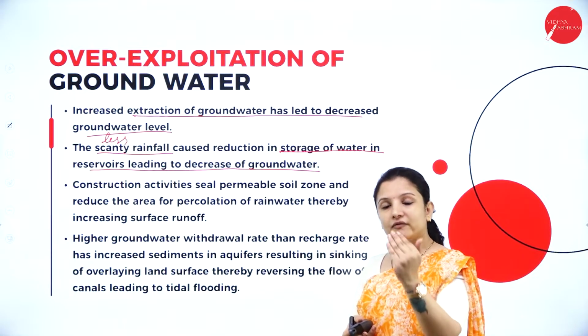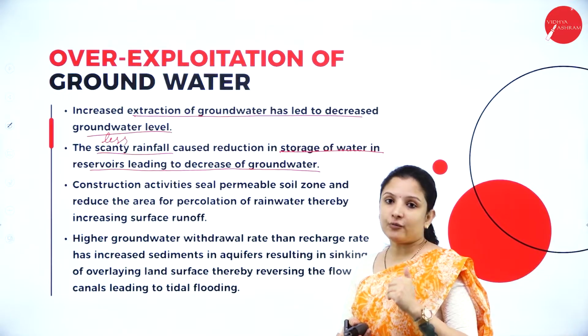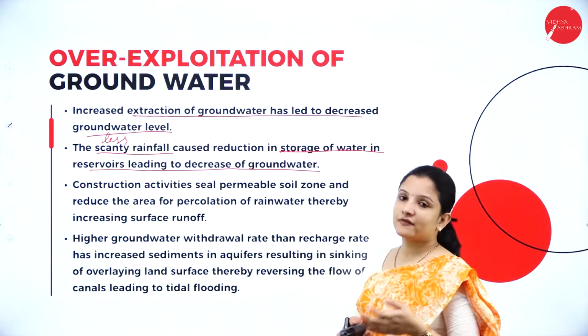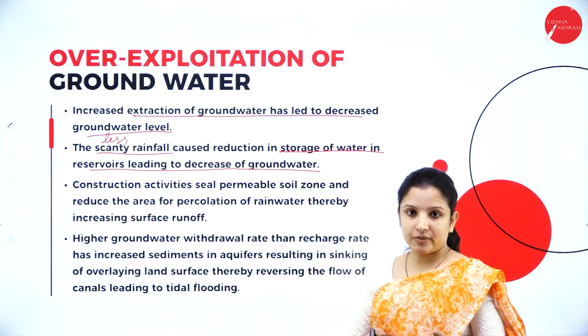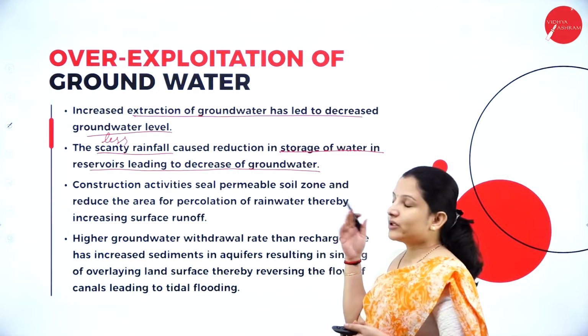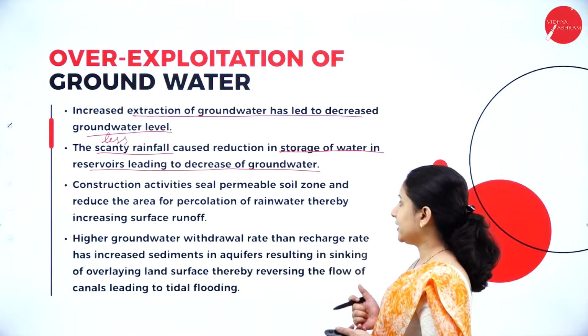The remaining water will seep into the ground and it will form the groundwater. Now, if the rainfall itself is not there, then how can the groundwater level be maintained, right? So that is how it will lead to a decrease in the groundwater level.